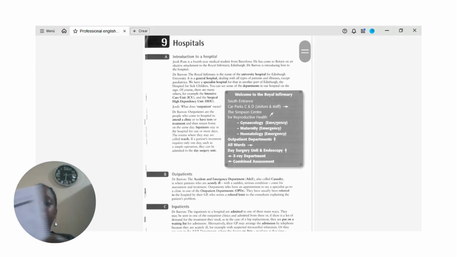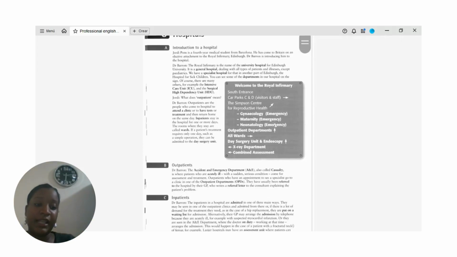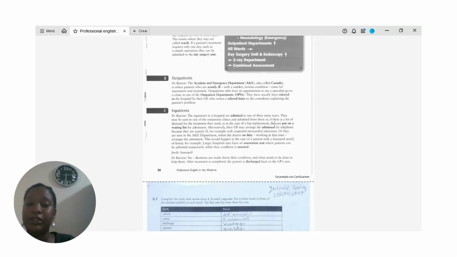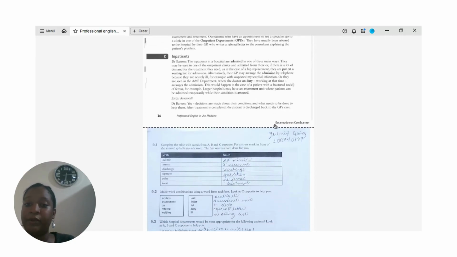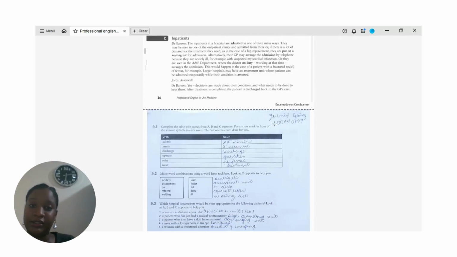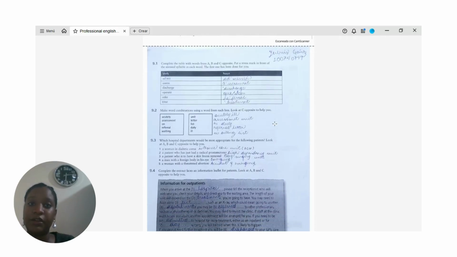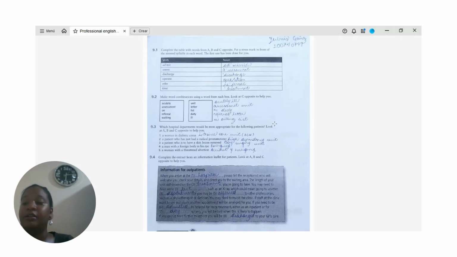Okay, so we're going to translate. So we're going to be running the exercises, only the exercises. Okay.